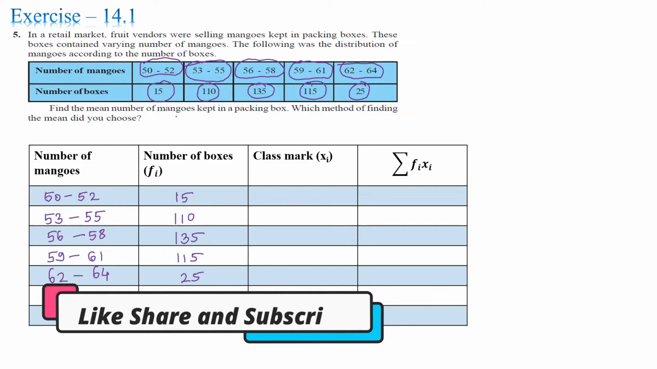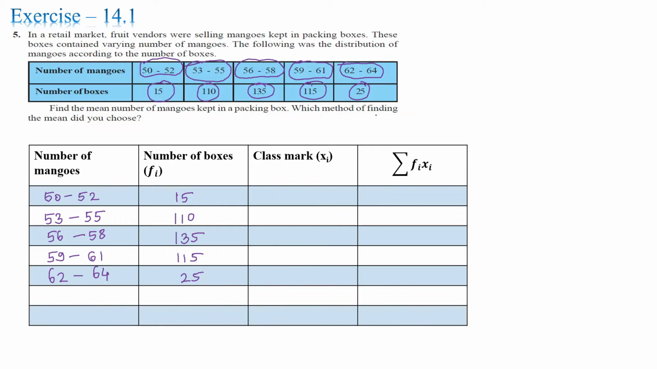We have to find the mean of the mangoes kept in a packing box. Which method of finding the mean should we use? Either the assumed mean method or the direct mean method. Which method are we going to use? Assumed mean method. Okay, fine, no issue. We will use the assumed mean method.